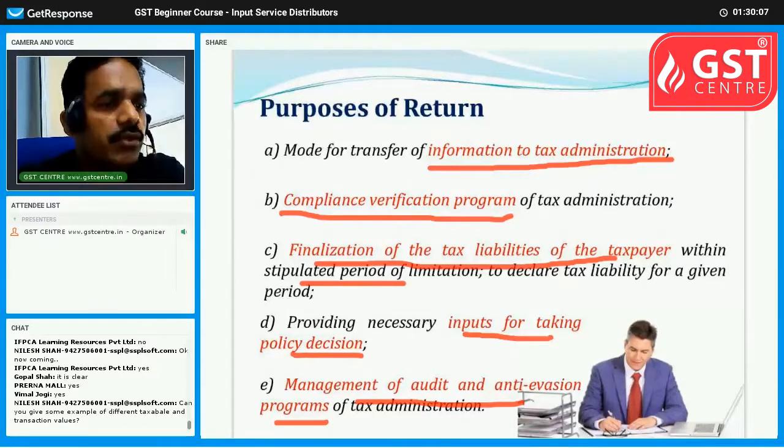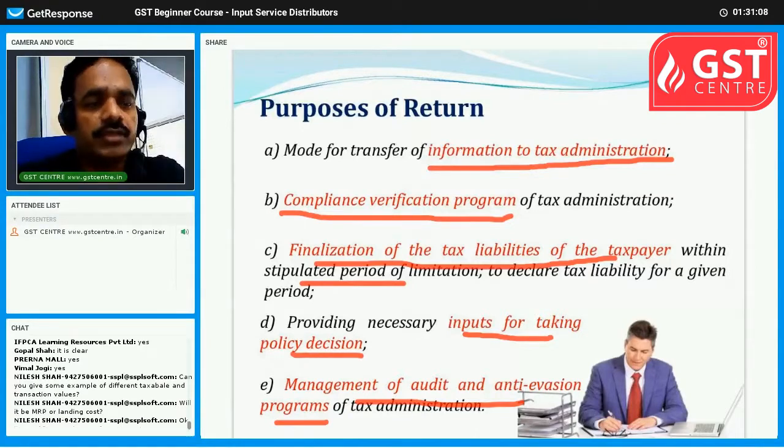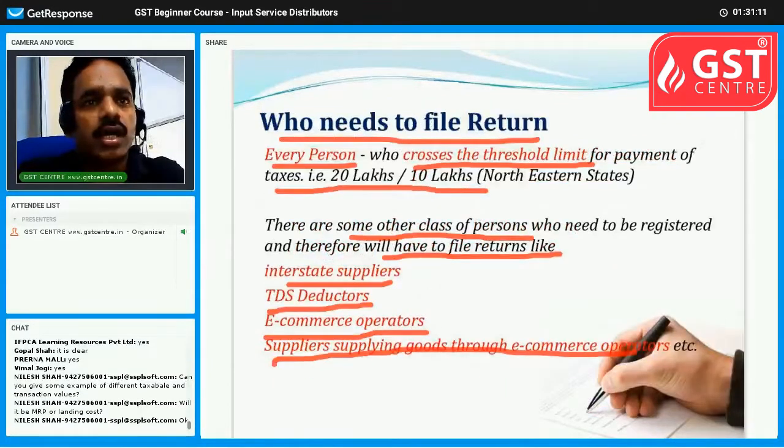But normally, a person would not have been paid any amount to the business. In such a scenario, such taxable and transaction values will appear. Because there is no transaction value, there is no amount paid by the owner to the business, but there is a taxable value that will be calculated using the normal values. And there can also be some transactions, like services provided to employees. So these are the purposes of return, and who needs to file return?